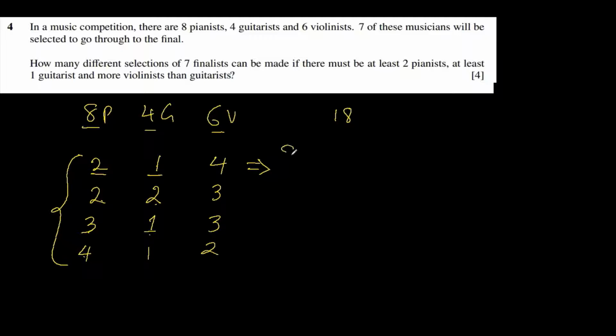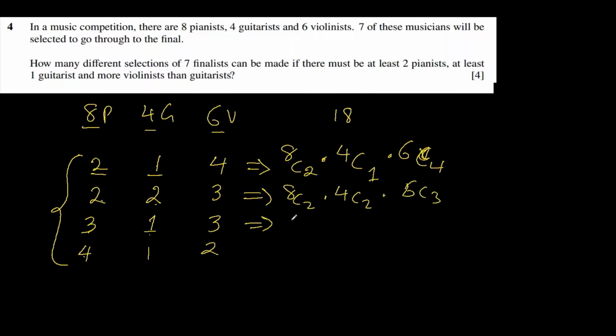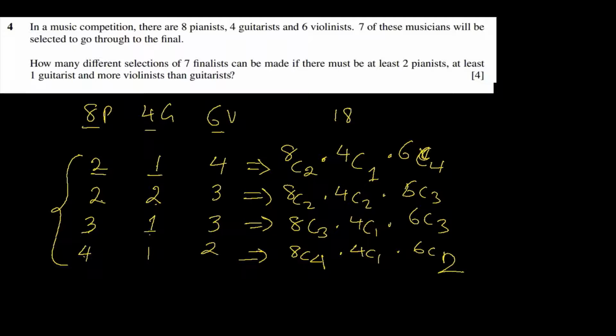Okay, so there are 8 pianists in this line. We are choosing 2 out of them, and 4 guitarists, we are choosing 1 of them, and 6 violinists, we are choosing 4 of them. Similarly, and now we have listed them.